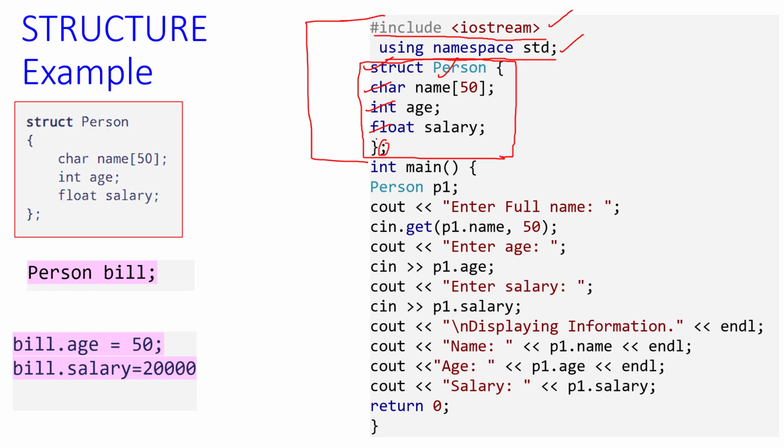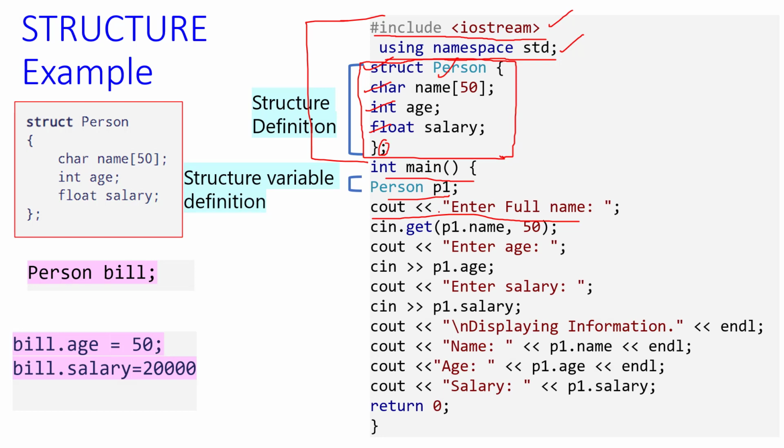Then the main program, int main(), opening with the curly bracket, person p1. cout, enter full name. Then you have the cin.get. So this just takes the input p1.name. Under the name p1.name, the value will be stored of 50 characters.